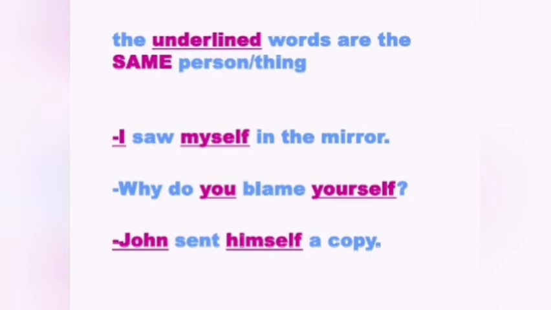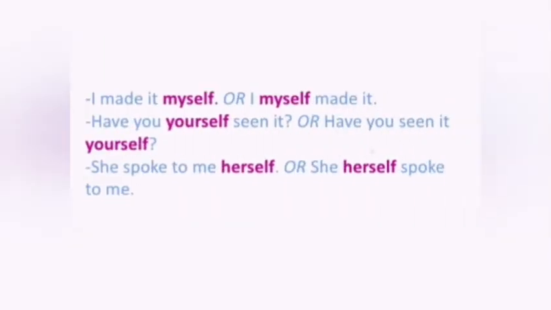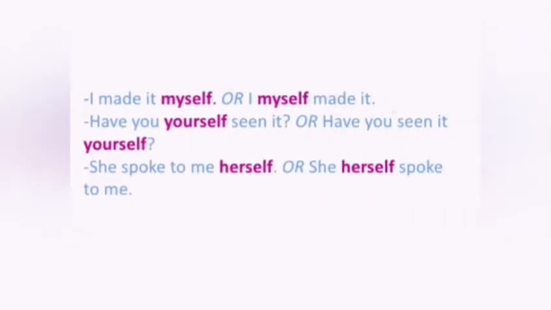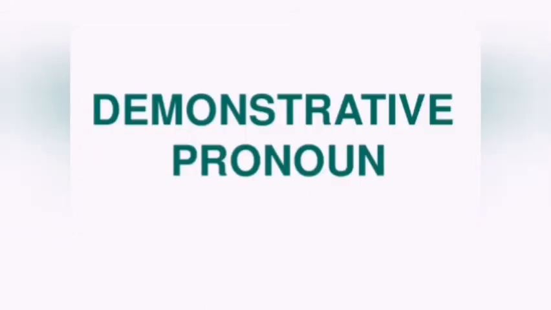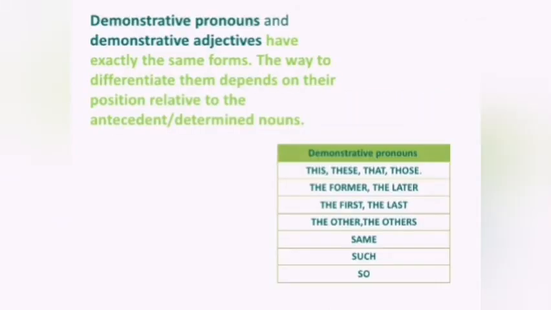If that gap is not there, if saw is not there, blame is not there, if it is written "I myself," then it will not be reflexive. It will be emphatic. So here you go for the emphatic pronoun. I made it myself. I myself made it. It is emphatic. It is just placed one after another. You can see, have you seen it yourself? She herself did it.